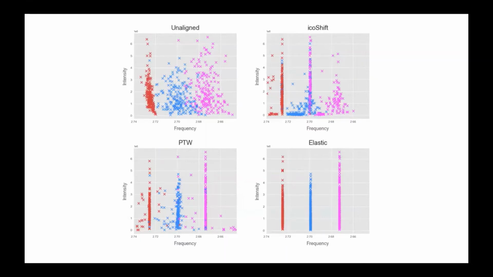If we look at IcoShift and PTW, and actually especially IcoShift, you can see that a number of the pink crosses have been moved over towards the middle section where all the blue crosses are. And that indicates there's been a lot of misaligned peaks in the sample. And similarly, you can see the same with PTW. Although it performs better than IcoShift, we still have a number of misalignments.